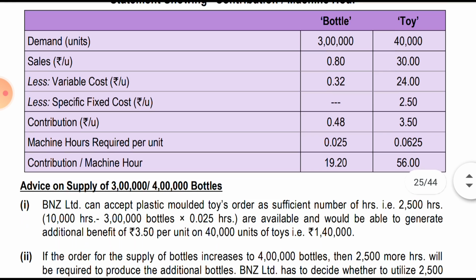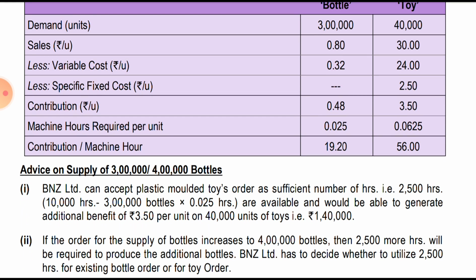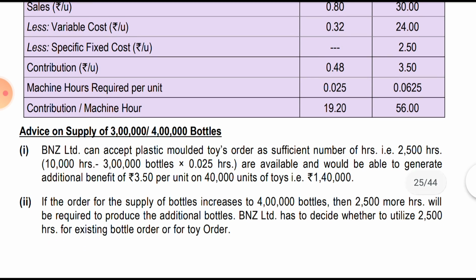we would be gaining, that is toy, no? So 56 per machine hour. Contribution is 3.5, basically 3.5 into 40,000, it amounts to 1,40,000. So 3.5 into 40,000, we will get an additional benefit of 1,40,000.